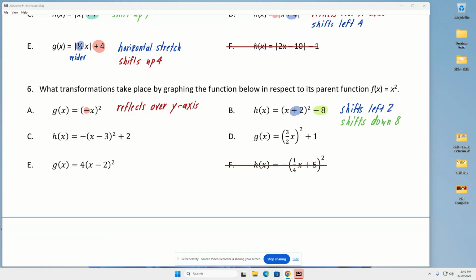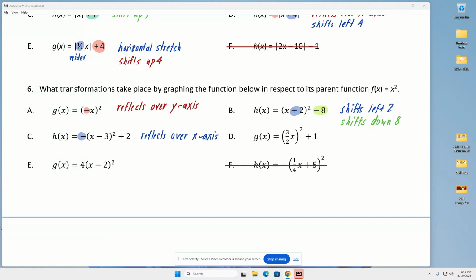All right, C. C has 3 things, so we got a lot going on here. First, we got the negative. Again, as soon as you see negative, you know it's a reflection. It's outside, so it's a vertical reflection. So this thing's reflecting over the x-axis.